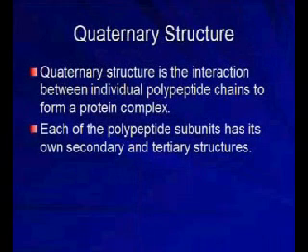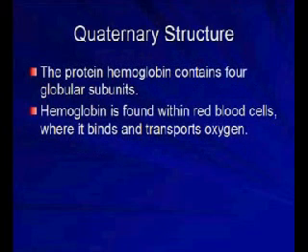Quaternary structure is an interaction between individual polypeptide chains to form a protein complex. Each of the polypeptide subunits has its own secondary and tertiary structures. In quaternary structure, the protein hemoglobin contains 4 globular subunits. Hemoglobin is found within red blood cells, where it binds and transports oxygen.